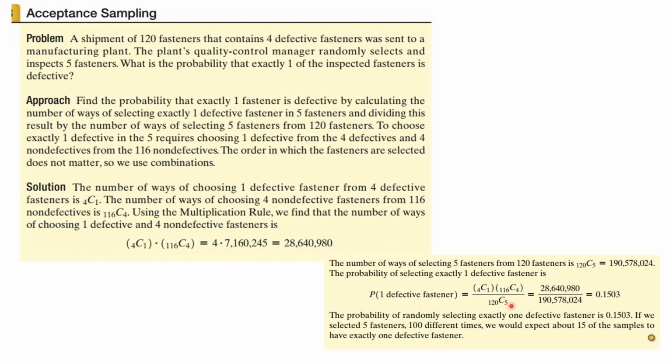But then you have to say, how many total ways could I have picked 5? Well, there were 120, and the order in which you picked them doesn't matter, so it's 120 choose 5. Is this number, so you get this as the probability of selecting exactly 1 defective fastener.